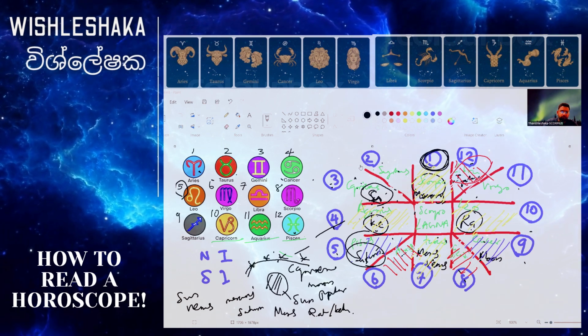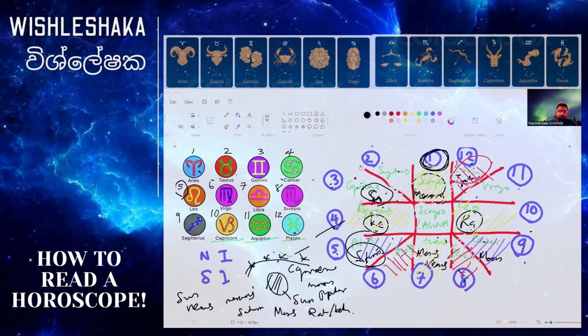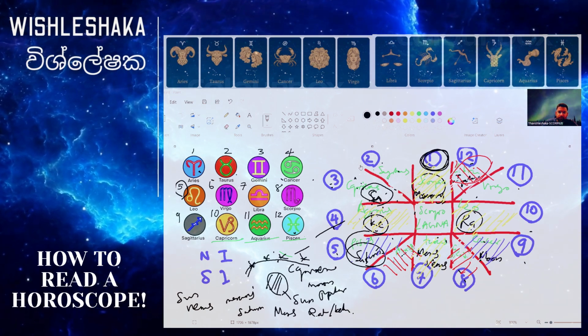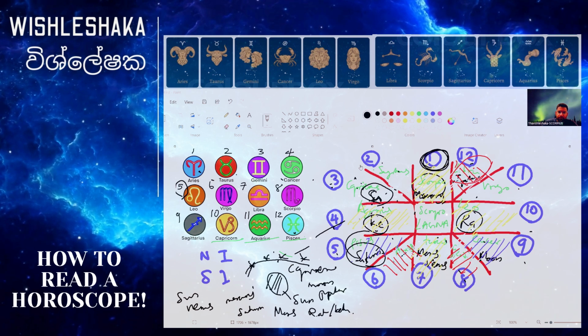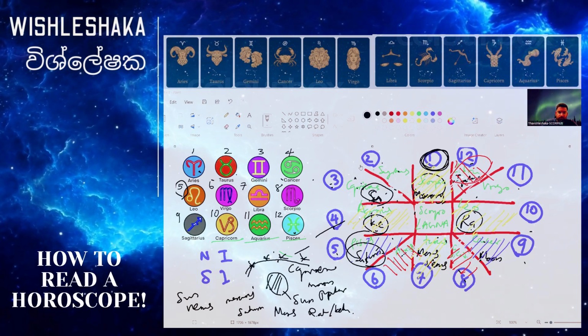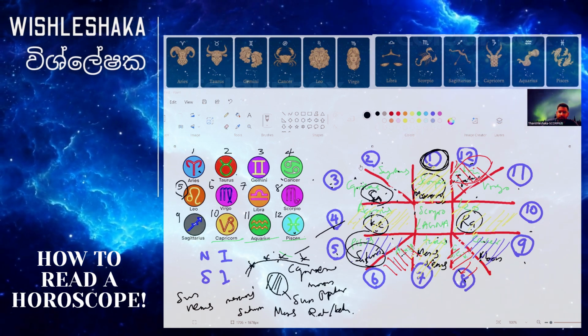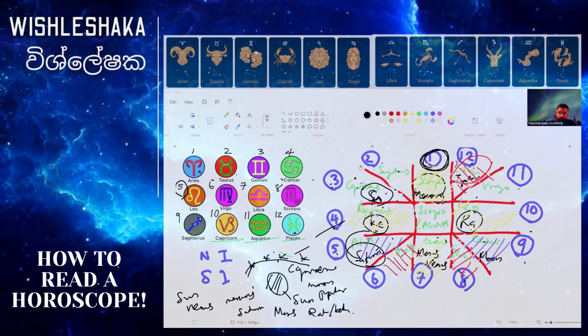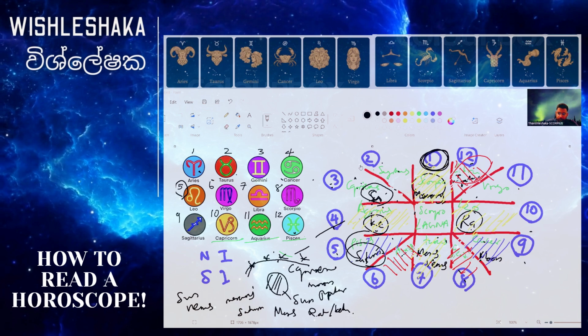Aishwarya Rai, another beautiful Indian girl that became Miss World. Look at the face. That is a beautiful face, right? Look at this. So her Venus with Moon and Rahu in the first house. So she's a natural, born beautiful girl. So that's how beauty comes.